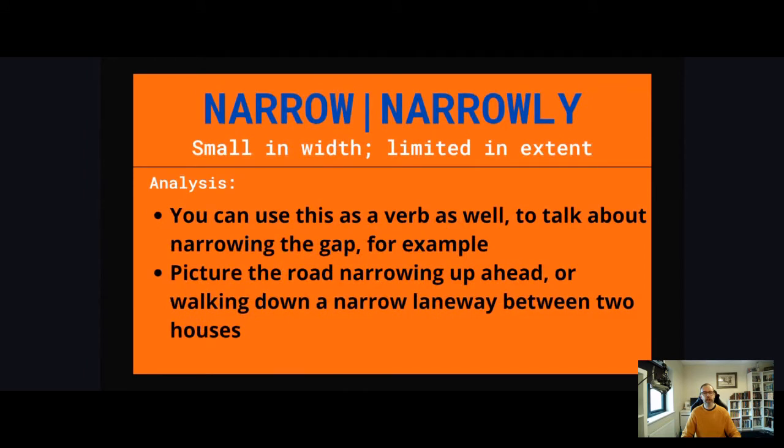The next word is narrow and narrowly. This is something that is small in width or limited in extent. And when we say small in width, it's in relation to length. So you're talking about passageways or roads or paths, things like that. So you can use it as a verb. You can talk about narrowing the gap or to narrow the gap. Picture the road narrowing up ahead or walking down a narrow laneway between two houses.